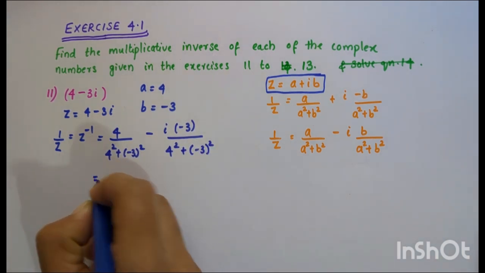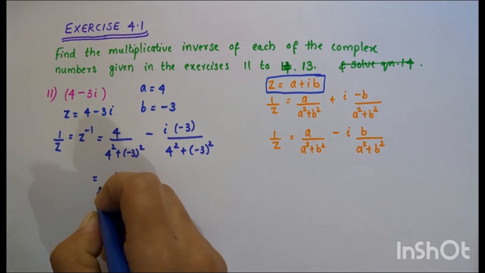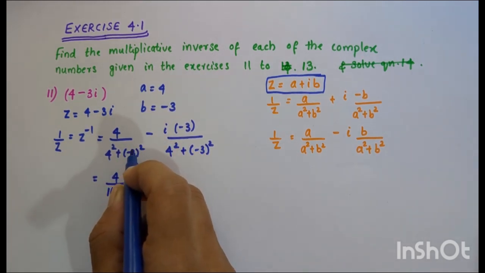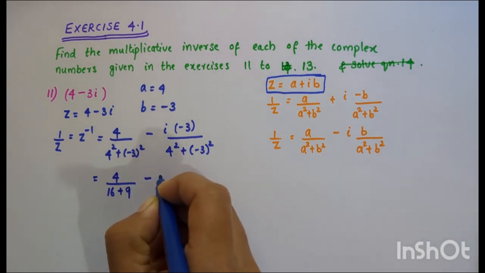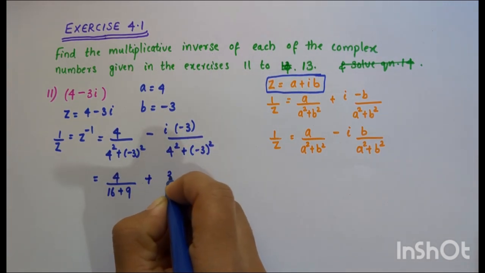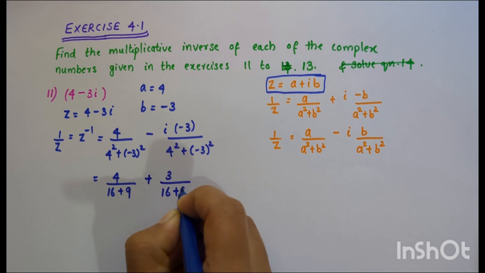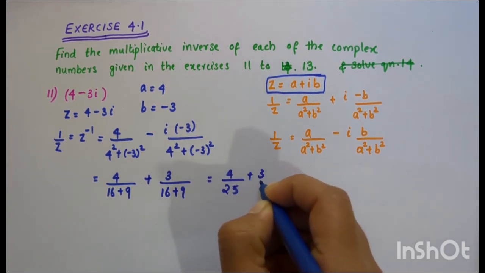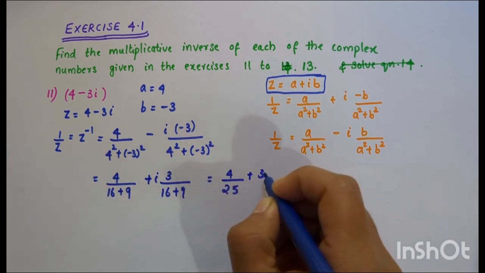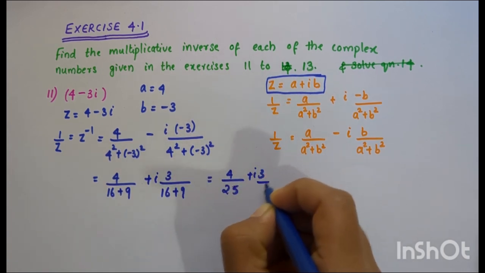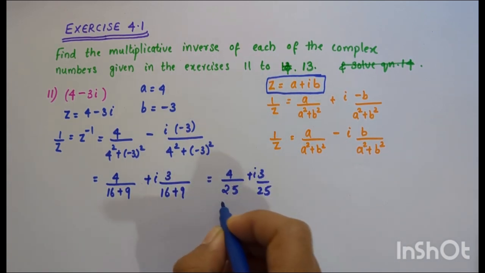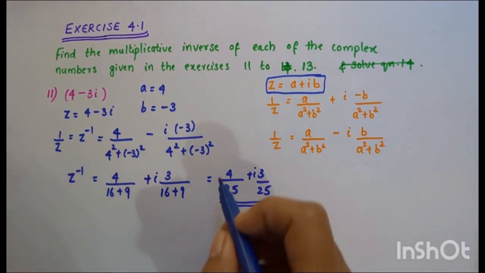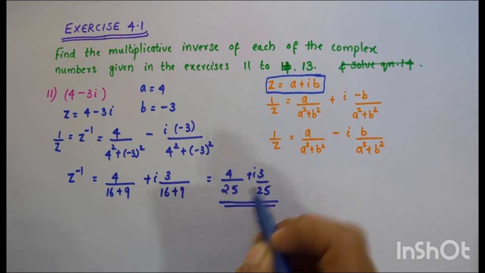Now this becomes 4 by 4 square, which is 16, plus minus 3 whole square, which is 9, and this minus becomes plus, so i into 3 by again 16 plus 9. So this is equal to 4 by 25 plus i into 3 by 25. So you see this is the multiplicative inverse of this complex number: 4 by 25 plus i into 3 by 25.